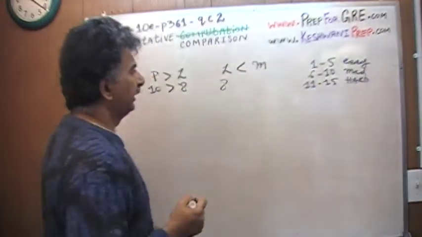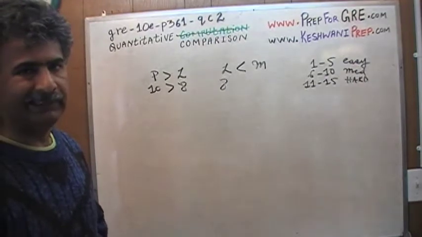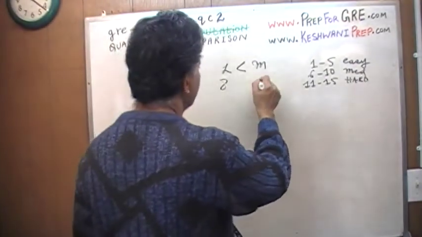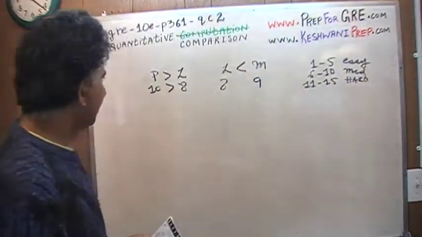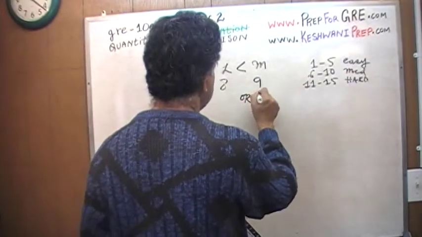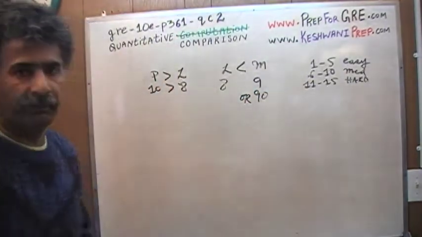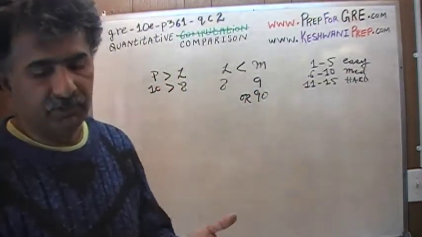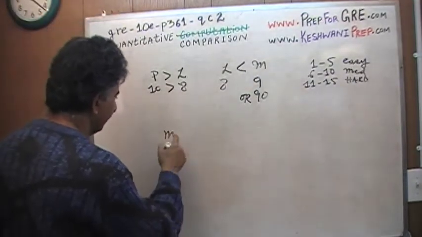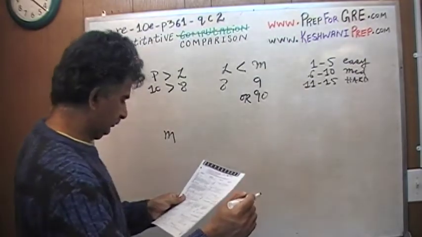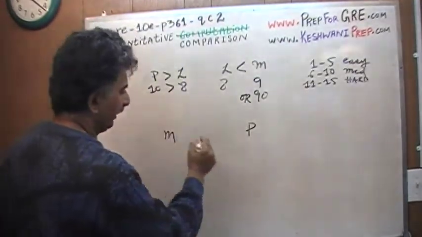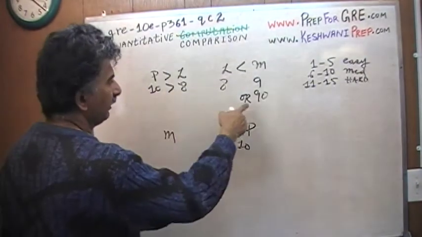Question is, what would Maria be? Well, all we know here is that Lee is younger than Maria. Well, if Lee is younger than Maria, then Maria might be 9, or Maria might be 90. Who knows what Maria is? All we know is that Lee is younger than Maria. There is no way of figuring out Maria's age, and they want us to compare Maria's age versus Pat's age. As we know, Pat is 10, but Maria we do not know.